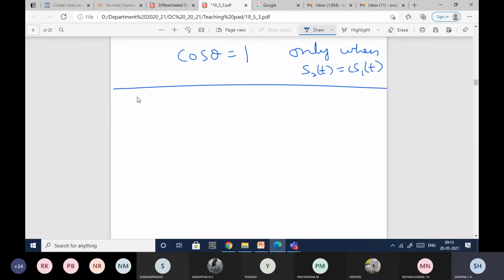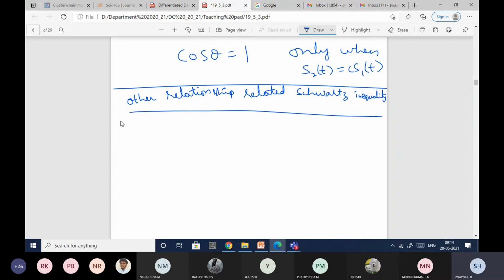Here, if the signals are complex valued, there is one more relationship. This also we need not prove. It is another relationship related to the Schwarz inequality. Okay, this also we need not prove. This is only the statement I'm giving.